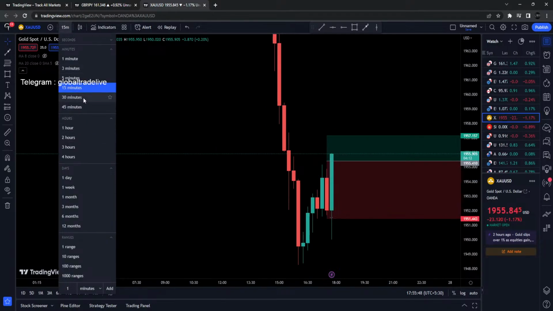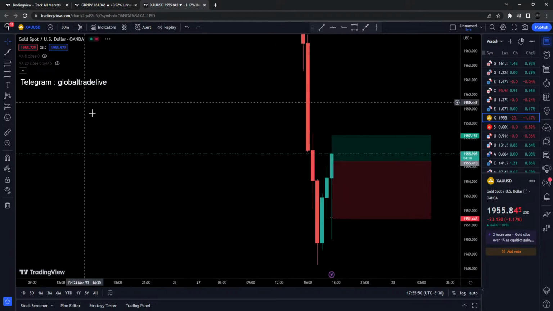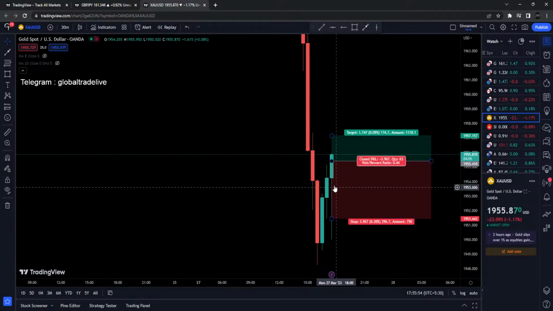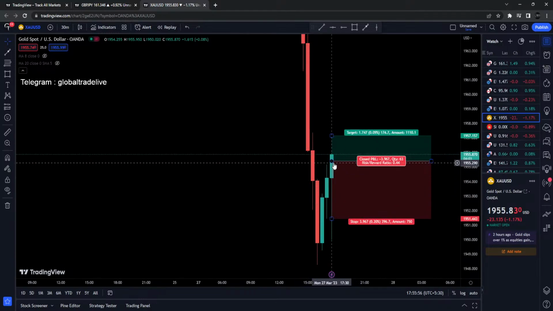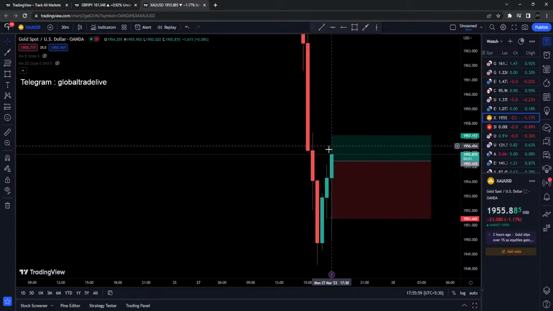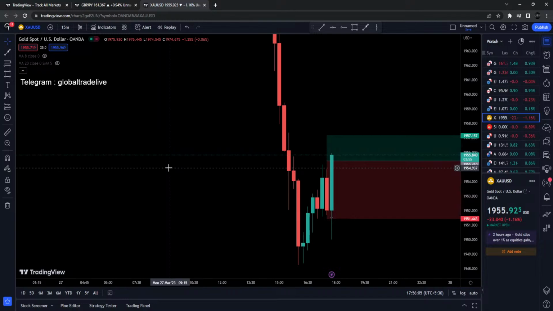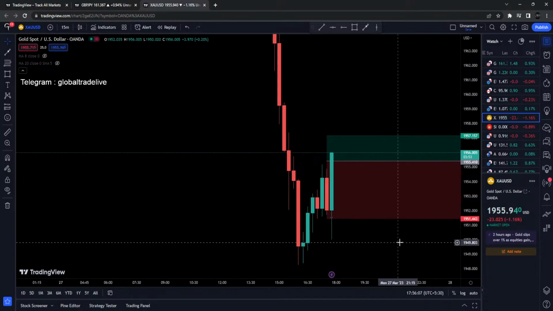If we look at the 30-minute, it just went down and rejected heavily, and then it broke this price. So it should be moving all the way up from here, but obviously it can really go against us as well. So I'm just very specific about this particular trade.